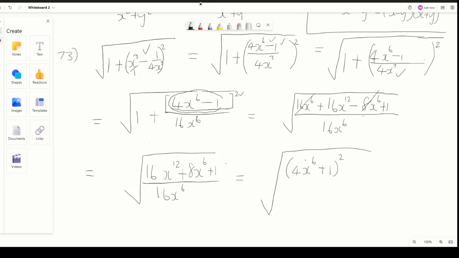If you multiply this out inside this bracket here, you will get this numerator under the square root there. 4x to the 6 times 4x to the 6 is 16x to the 12. 2 times 1 times 4x to the 6 gives you 8x to the 6. And 1 times 1 gives you 1. Okay? That's what you're left with.